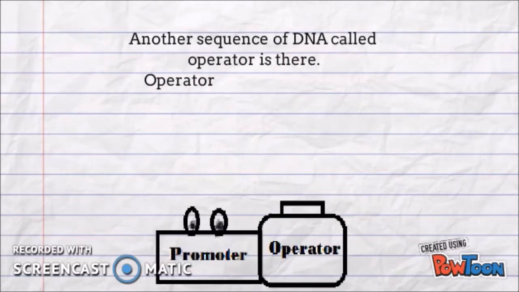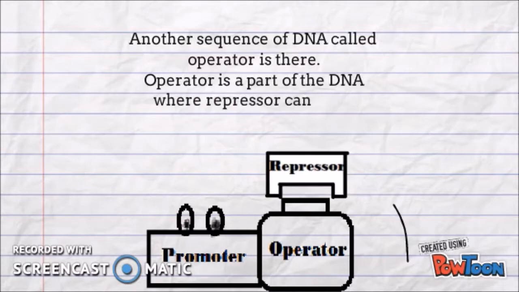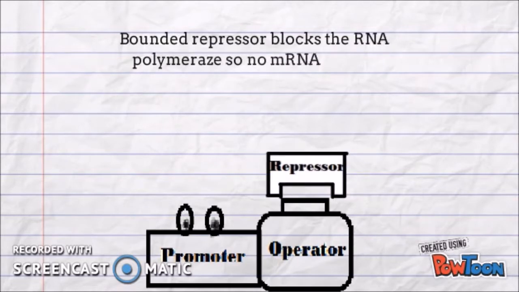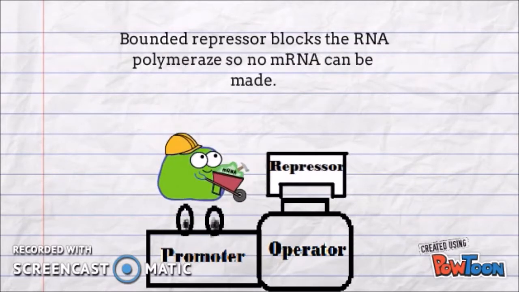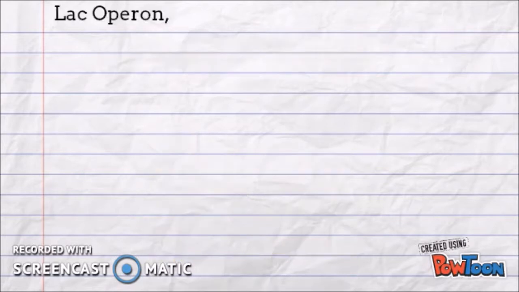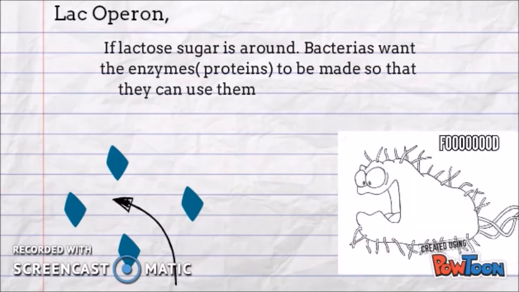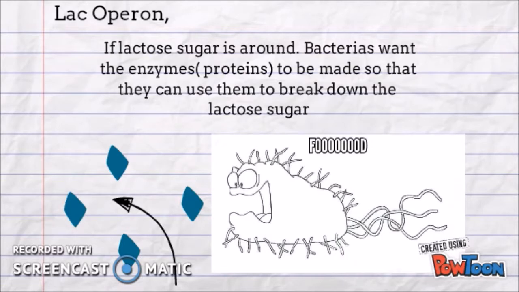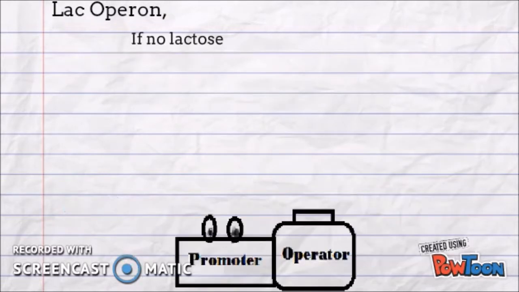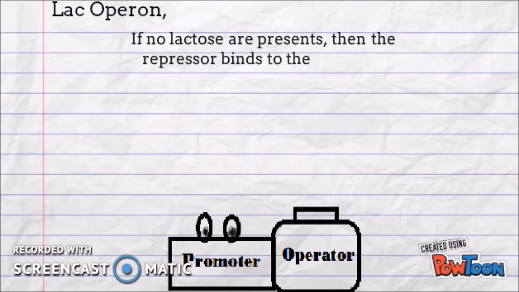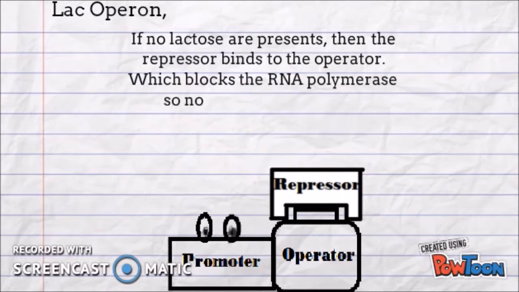Another sequence of DNA called the operator is there. The operator is a part of DNA where the repressor can bind. A bound repressor blocks the RNA polymerase, so no mRNA can be made. For example, in the lac operon, if lactose sugar is around, bacteria want the enzymes to be made so that they can use them to break down the lactose sugar. If no lactose is present, then the repressor binds to the operator, which blocks the RNA polymerase, so no mRNA can be made.